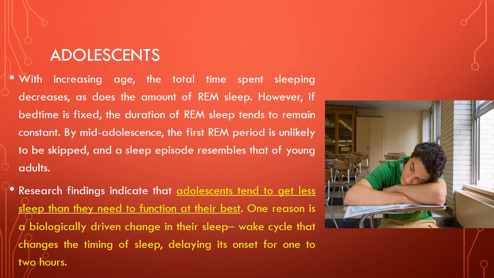However, hormones start to come in, and that thing called puberty tends to affect it, which we're going to look at later. So research findings indicate that adolescents tend to get less sleep than they need to function at their best. One reason is a biologically driven change in their sleep-wake cycle that changes the timing of sleep, delaying its onset for 1 to 2 hours. And we're going to go into more detail about this. But the thing to remember is adolescents are getting less sleep than they should be getting in order to function properly. That'd be you guys.